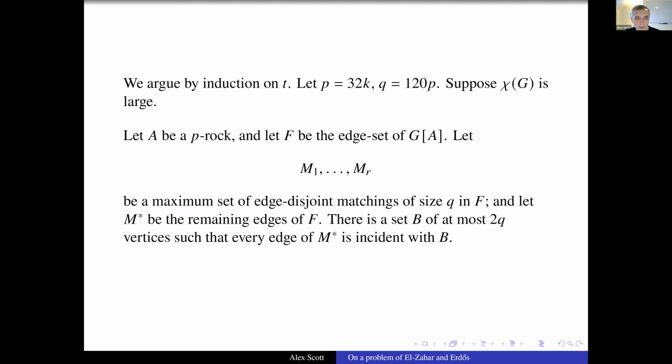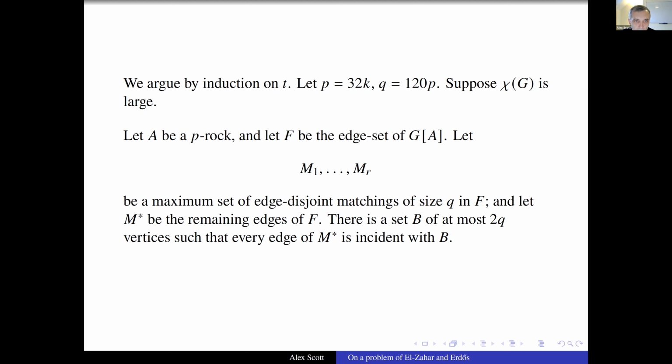So here's the thought. Let's take our P-rock, A, and let's look at the edges, and let's try and divide up the edges into lots of matchings. What we're looking to do is find our dense subgraph inside the P-rock, and then the large chromatic subgraph is going to be outside the P-rock. We're going to have to think about how vertices outside see edges inside. In particular, we're trying to find a large chromatic piece of the graph outside the P-rock, outside A, that misses a piece of A with large average degree. So this is what we're trying to do.